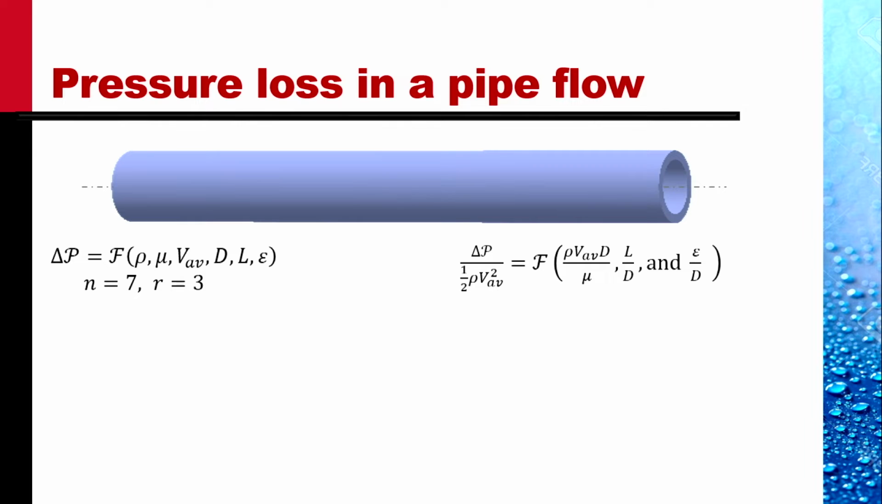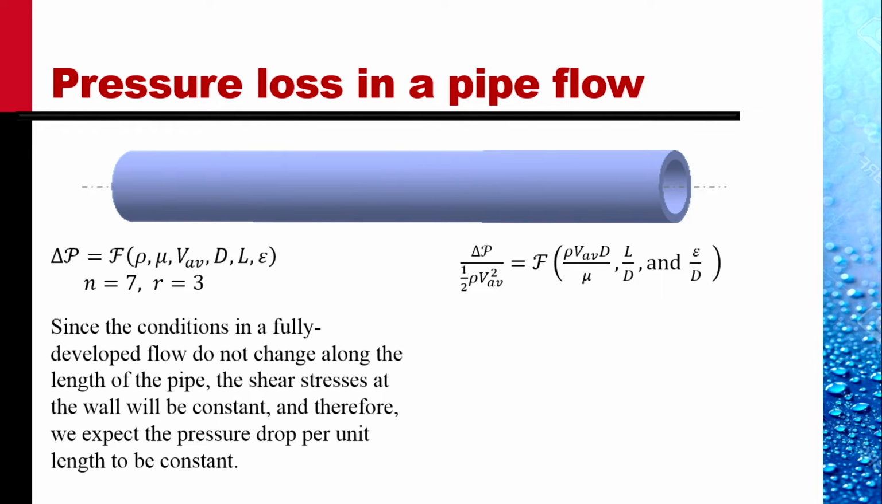Can we use some additional information to reduce the number of parameters on the right hand side? Yes, we can. Since the conditions in a fully developed flow do not change along the length of the pipe, the shear stresses at the wall would be constant along the pipe, and therefore we expect the pressure drop per unit length to be constant. This is an additional physical insight that we bring in to solve the problem.